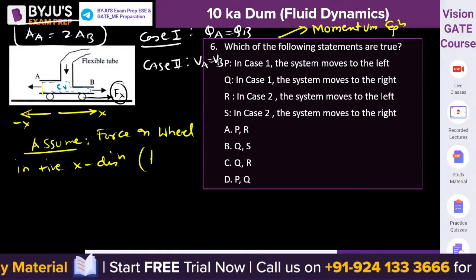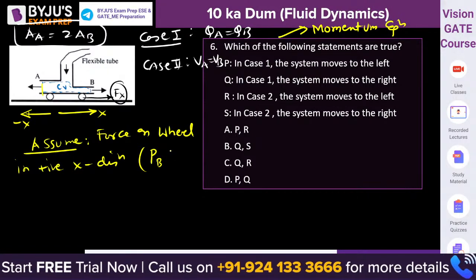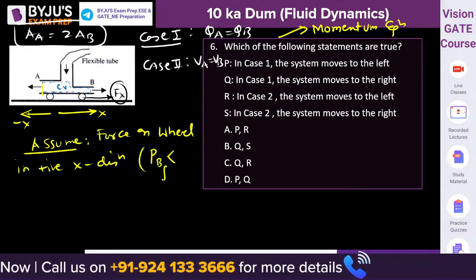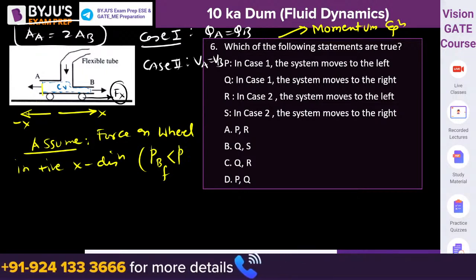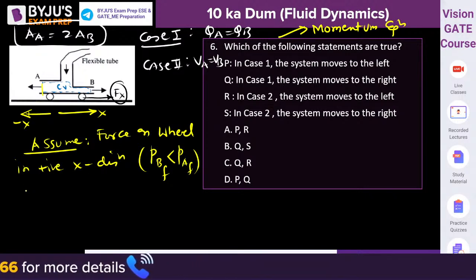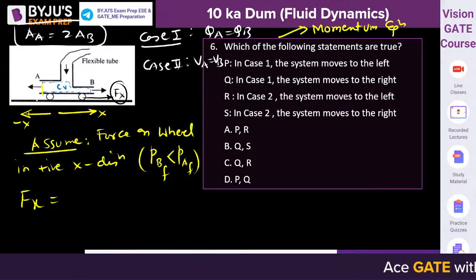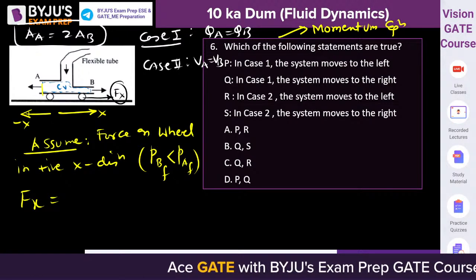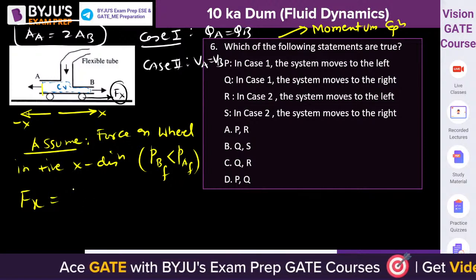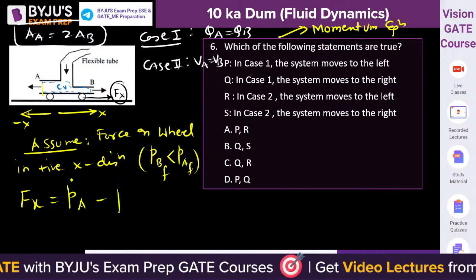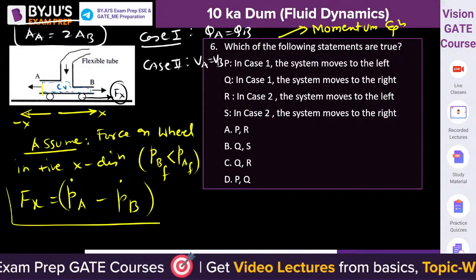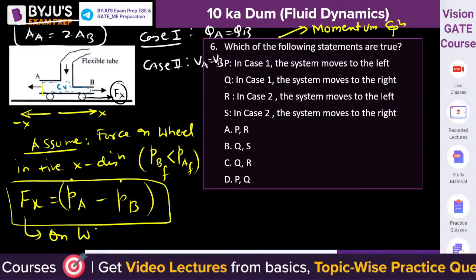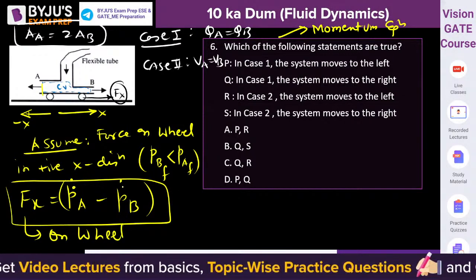So the momentum of the fluid at B will be less than the momentum of the fluid, angular momentum I am talking about, angular momentum of the fluid at A. So we can say Fx, the force exerted on the wheel, will be equal to ṁA minus ṁB.